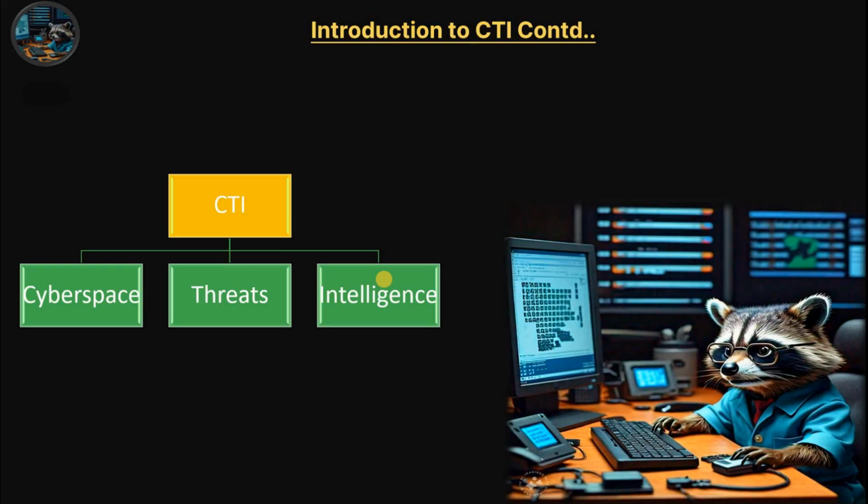Let's go to the introduction to CTI. So CTI is defined with three parameters. One, we call it cyberspace. The T stands for threats and I stands for intelligence. So what is cyberspace? Cyberspace is nothing but the operating terrain of CTI, which means that cyberspace is a domain in which all cyber threat activities take place. It is composed of multiple interlinked layers.